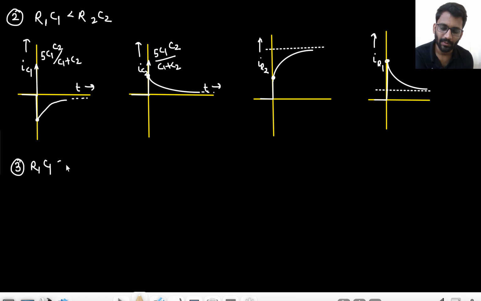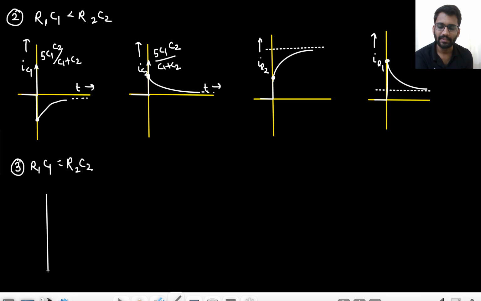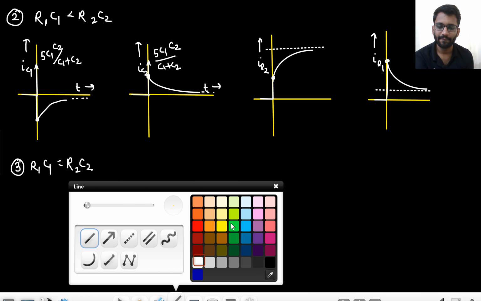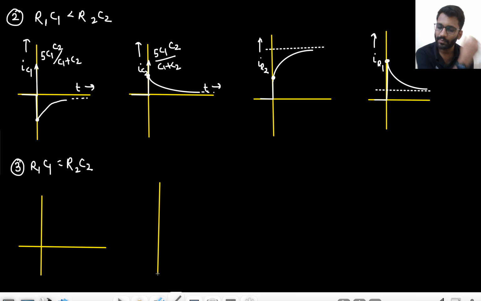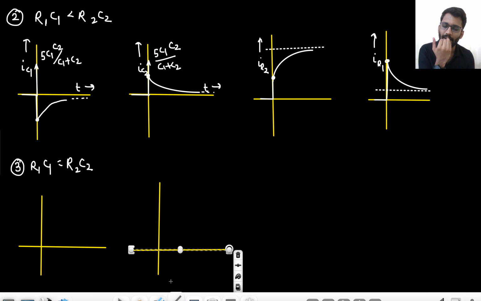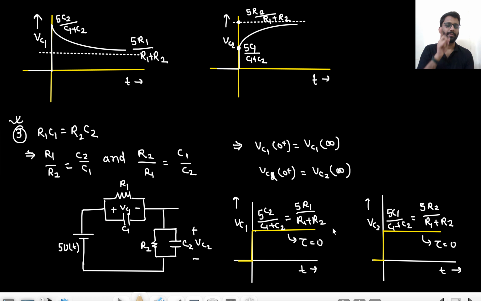R1C1 equals R2C2. So tell me, what will be your IC1 for the third case? And what will be your IC2? Only an impulse will be there, right? This is the third case. Only an impulse will be there, because the differentiation of this will be 0 only.